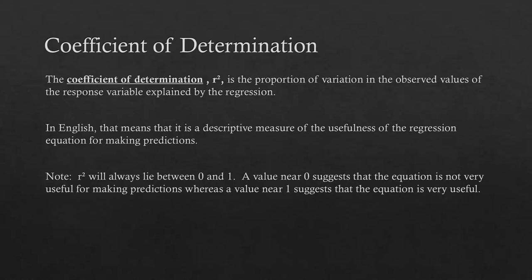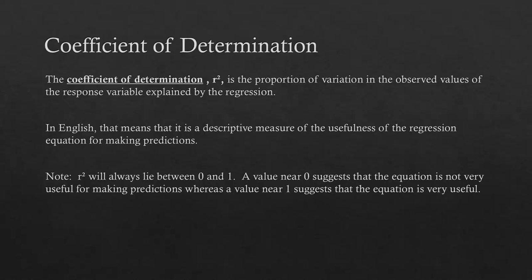Okay? So the coefficient of determination is r squared, and the statistical definition is that it's the proportion of variation in the observed values of the response variable explained by regression. So it's the variation in that observed and that we're getting from the regression line. In English, it just means how useful is the regression equation for making prediction. Is it close or is it not?